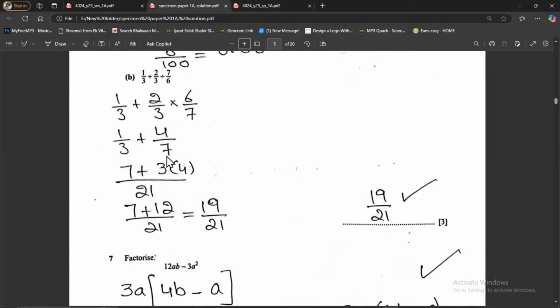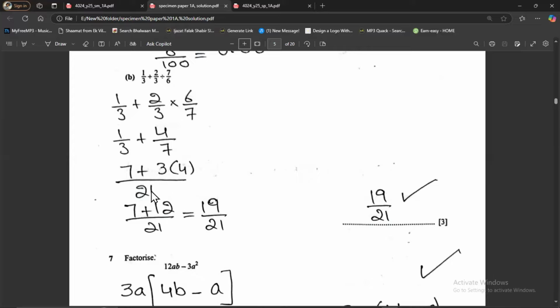So 1 by 3 plus 4 by 7. Then I will take the LCM of the denominators. The LCM of 3 and 7 is 21. Divide the LCM by the first denominator, and you get 7. 7 will multiply with the first numerator, so you get 7 here.